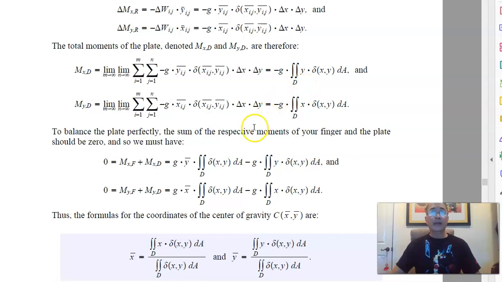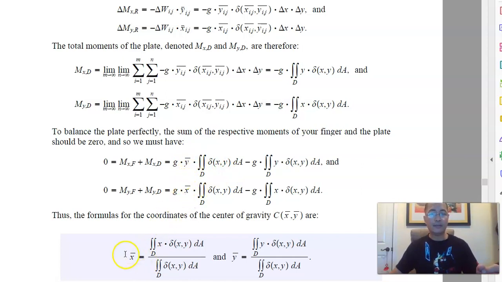When do we achieve balance? When the sum of the moments with respect to x is 0, and the sum of the moments with respect to y is also 0. So we get this algebraic equation. Notice that there's a common factor of g in both terms. We want 0 so that g disappears. What are we solving for? We want y bar and we want x bar.